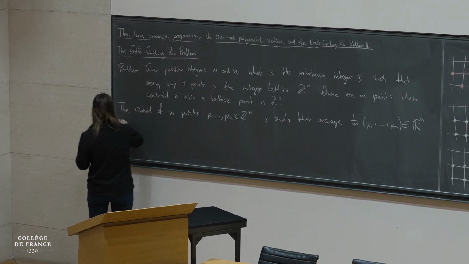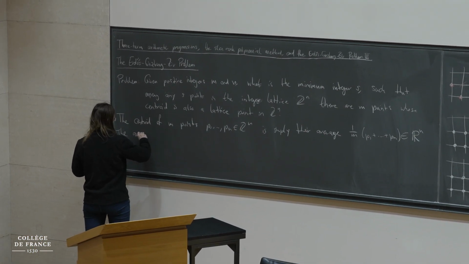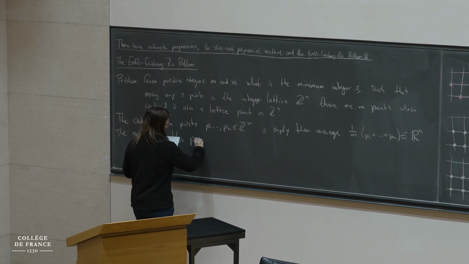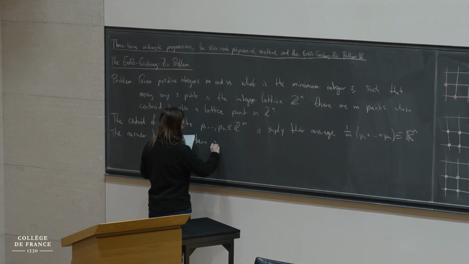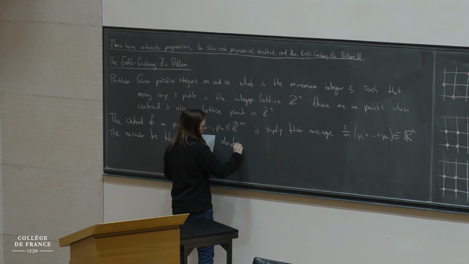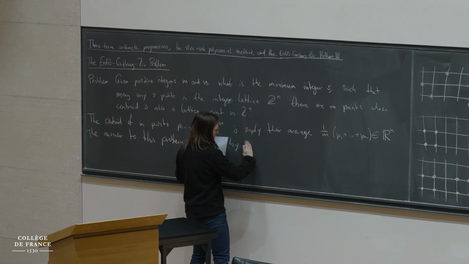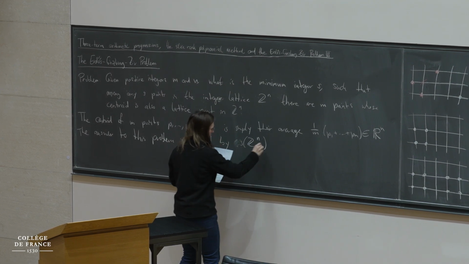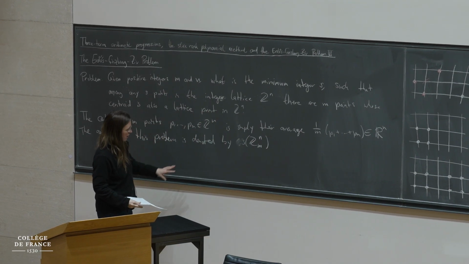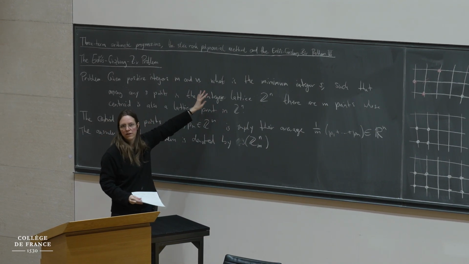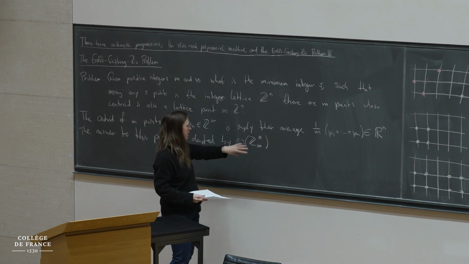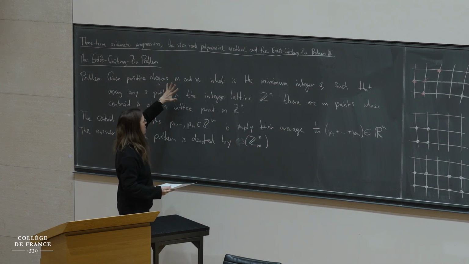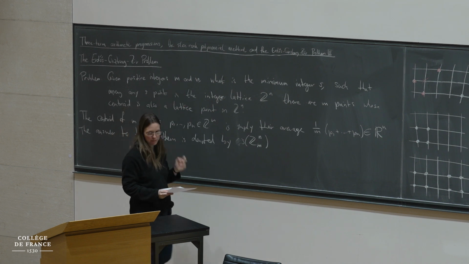So let's say the answer to this problem is denoted by S of (Z modulo m)^n. And as this argument just showed, indeed this answer is a finite number. So that's a well-defined number depending on m and n, and that number is defined to be the smallest possible integer so that this statement holds.